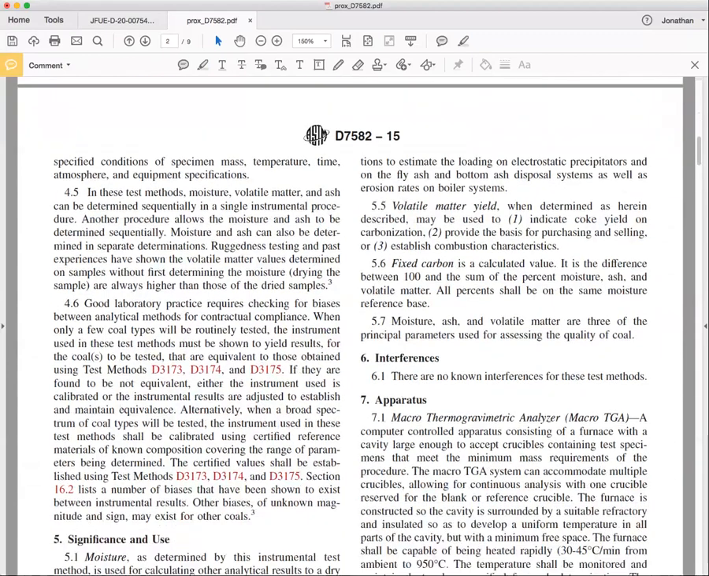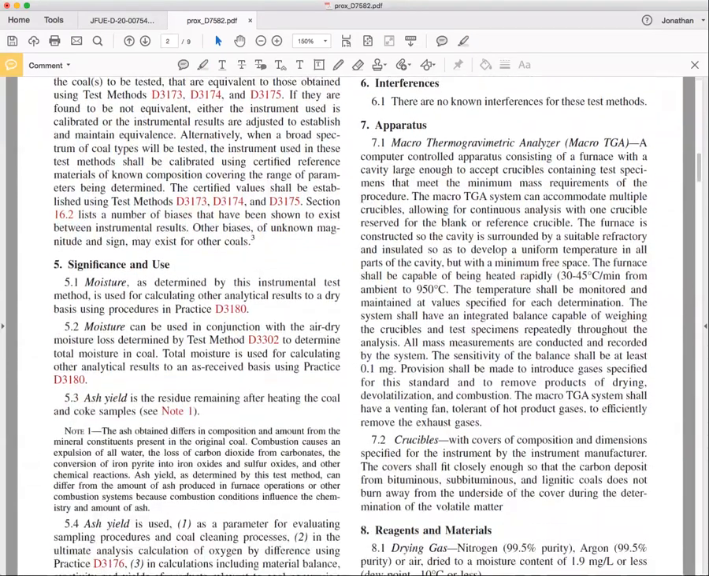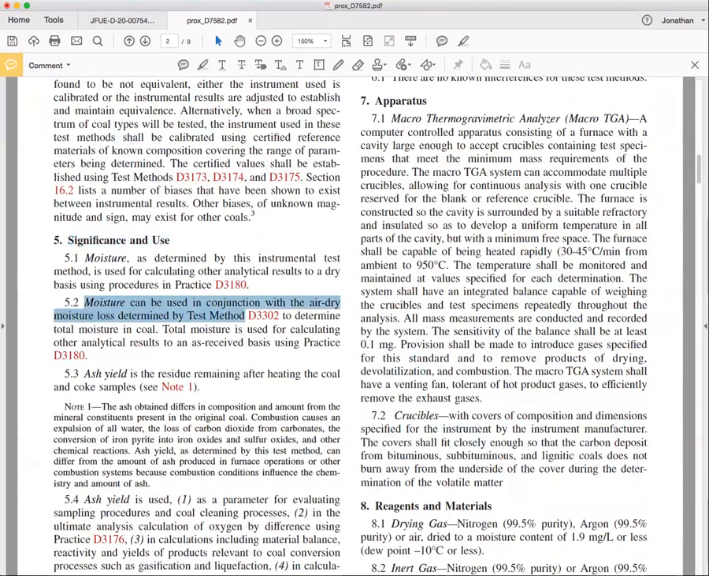All right, running through this. Don't overly use the significance and use. Most often it is very flippant in its use. It doesn't tell you a great deal of information, which is why you have to go to the books. Here's an example of use. It's used in conjunction with the air dry test for other analytical results to as received basis. So used in manipulations.